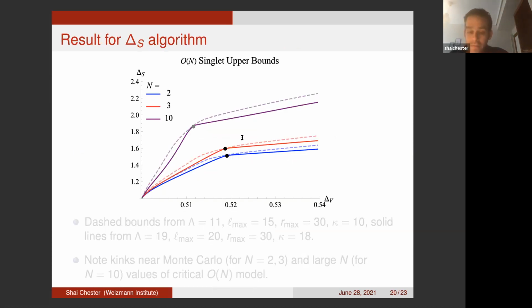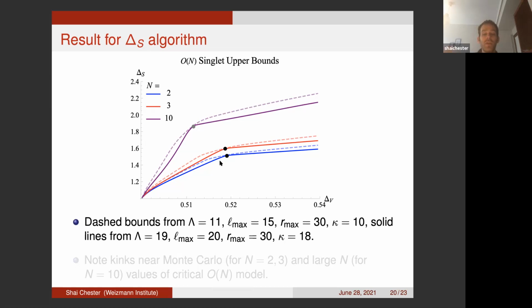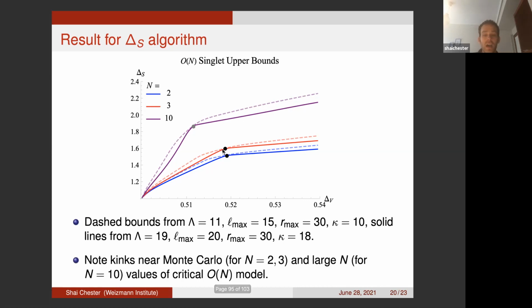So recall that we have multiple symmetry representations, so we can look at the bounds for each sector. We're first going to look at the singlet sector. We'll look at the spin 0 operator. We have these dashed lines as well as the solid lines. The dashed lines are just with lower lambda, because this will be easier for people to reproduce on their laptop. Solid lines are with higher lambda. So these dots correspond to the Monte Carlo values for N equals 2 and 3, whereas for N equals 10, it's the large N value, which I put in gray.